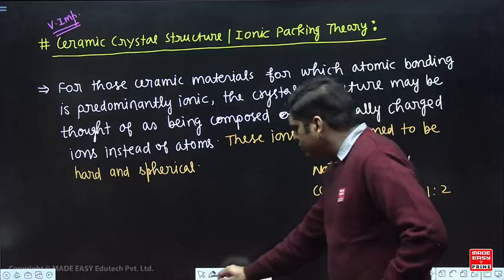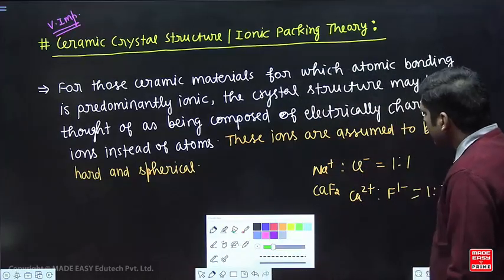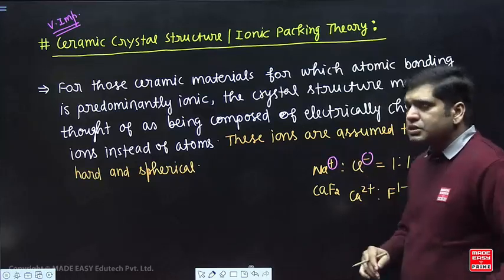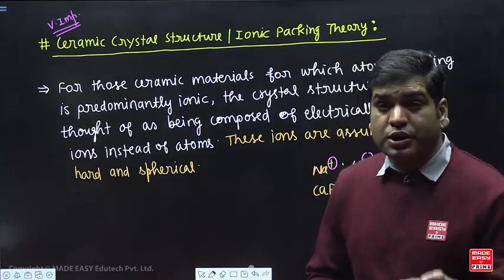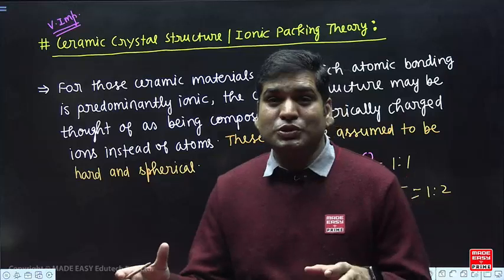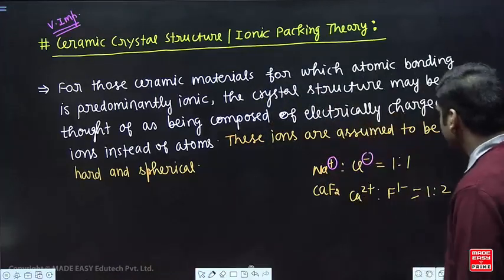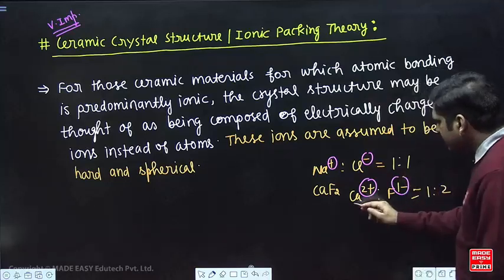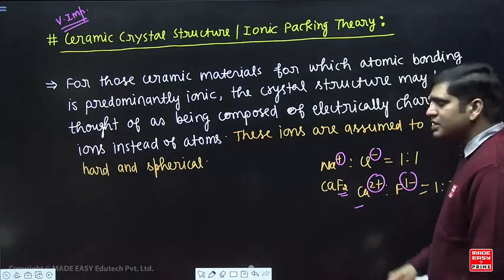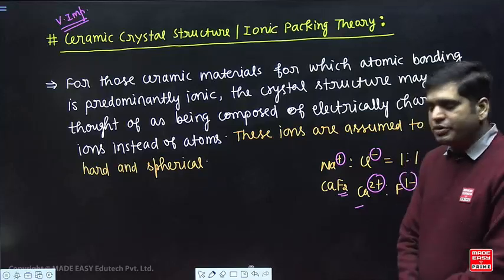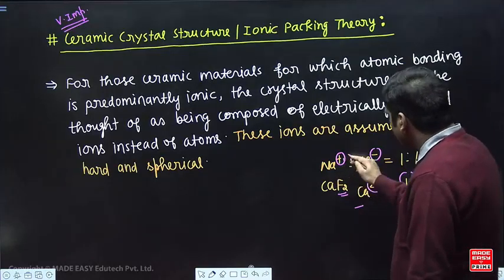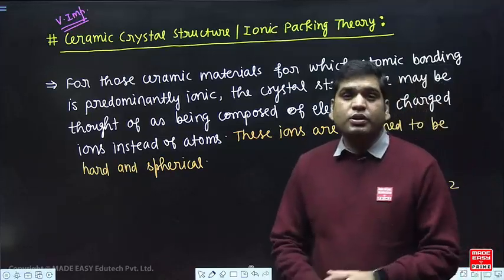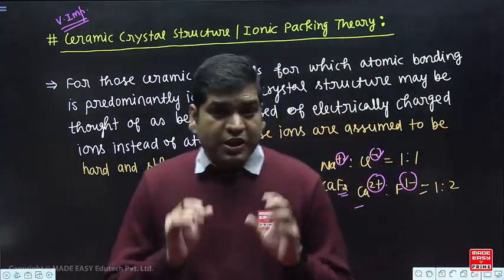How did I come to know that this ratio must be followed? By the magnitude of charge. Overall crystal should be neutral. It means total positive charge must be equal to the total negative charge. So that is possible only if here is 2 plus and here is 1 minus. So for each calcium there must be twice fluorine, then only the crystal will become neutral. Similarly here 1 plus and 1 minus, so both of them should be equal, then only the crystal will become neutral.